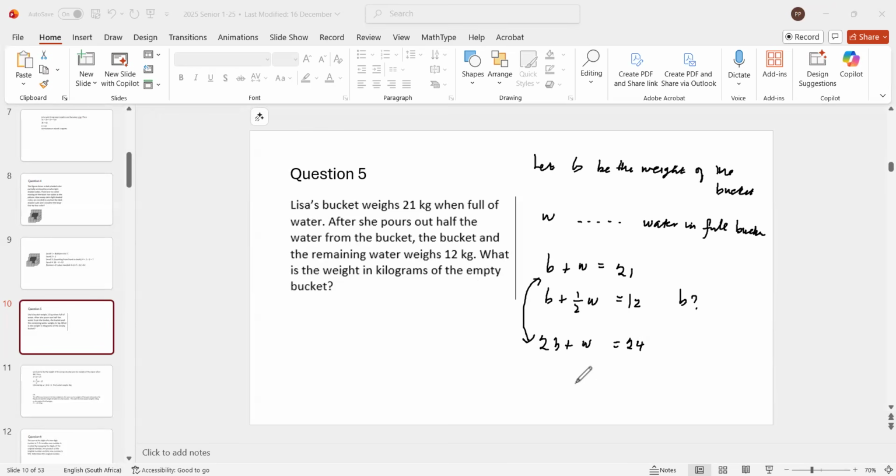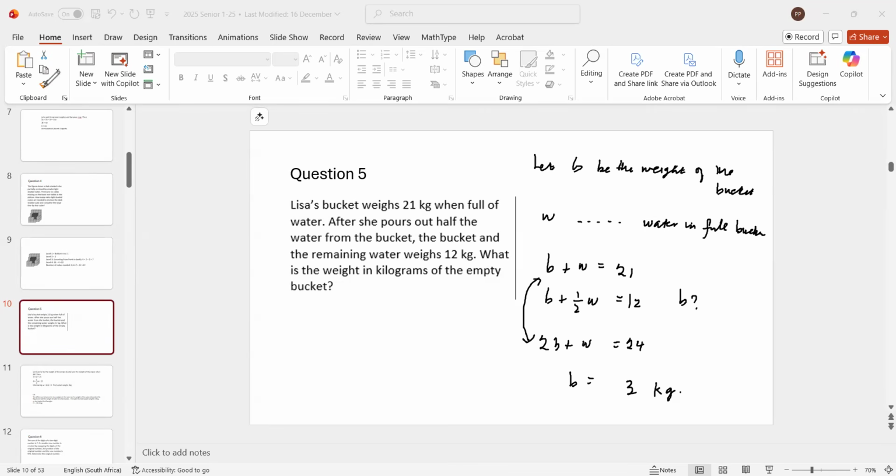So 2B minus B, subtract that way so I don't have any negatives. And W minus W is 0. 24 minus 21 is 3. And there we have the answer to that question. A bucket weighs 3 kilograms.